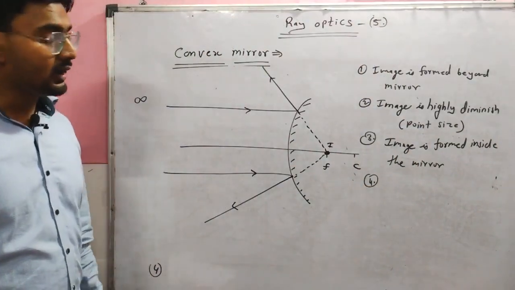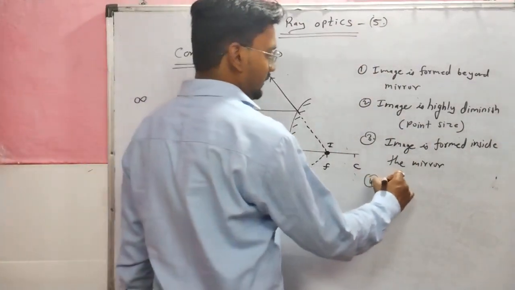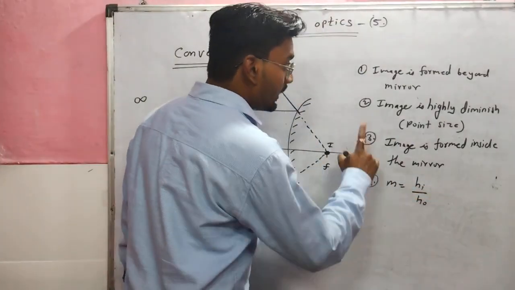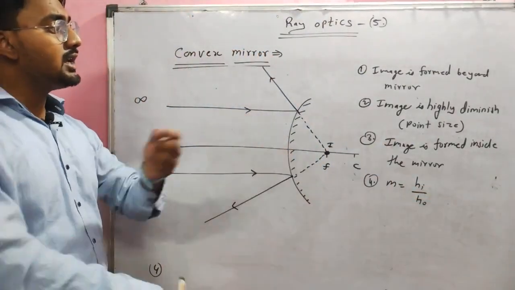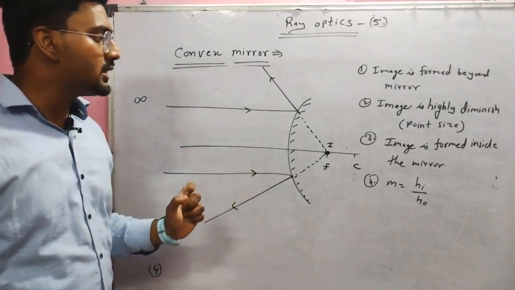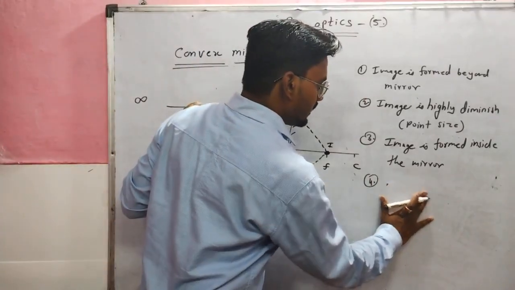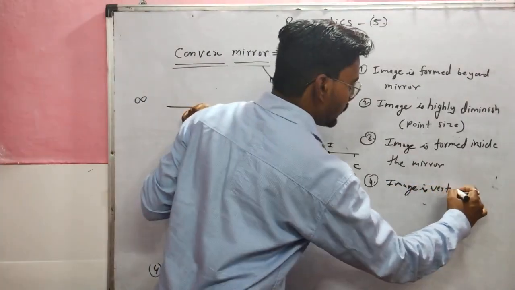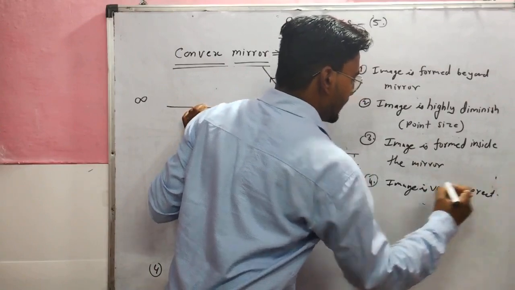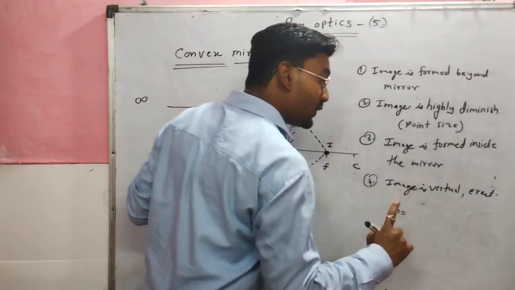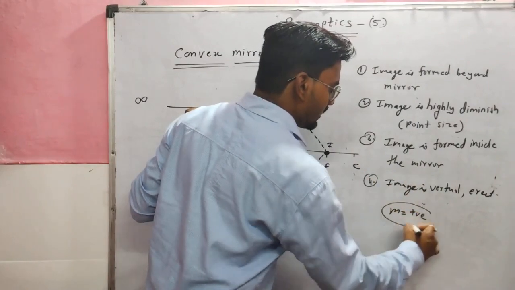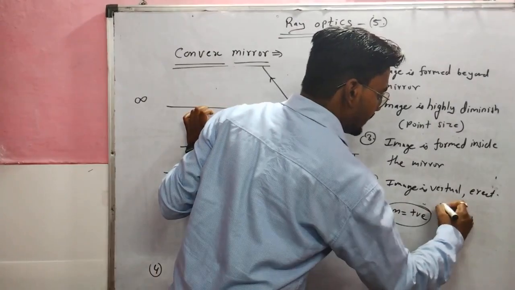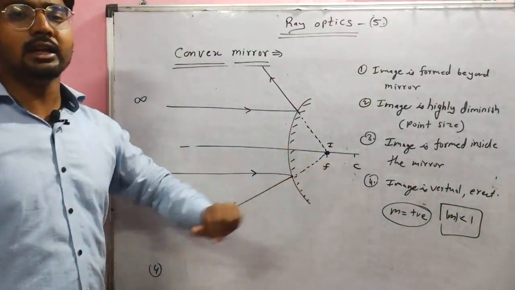The image is formed inside. And the most and last important point, magnification. The magnification formula is the height of image to the height of object. And we know that the image is virtual, and a virtual image is always erect. And we know that in the case of a virtual image, magnification is always positive, and the modulus of magnification is lesser than 1. Why? Because it is highly diminished.